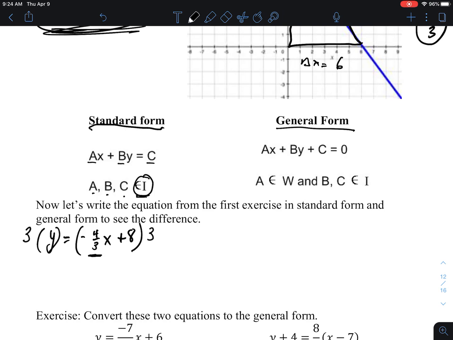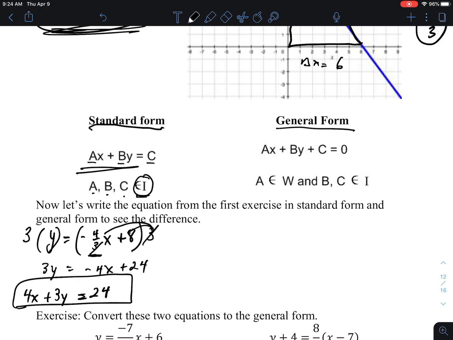So what I'm going to do first is multiply both sides of the equation by 3. 3y equals negative 4x plus 24, right? That's 24, the 3 is going to cancel, and then over here 3y. And now I just have to move the x to the other side. Notice that x and y are on this side, so I have 4x plus 3y is 24, and that would be the equation in standard form.